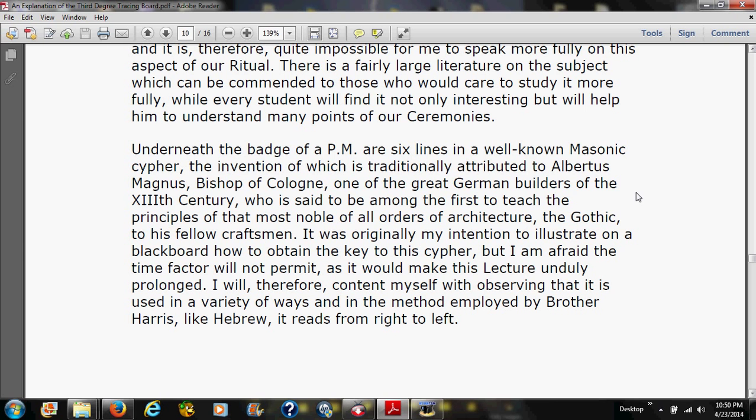Who is said to be among the first to teach the principles of the most noble of all orders of architecture, the Gothic, to his fellow craftsmen.